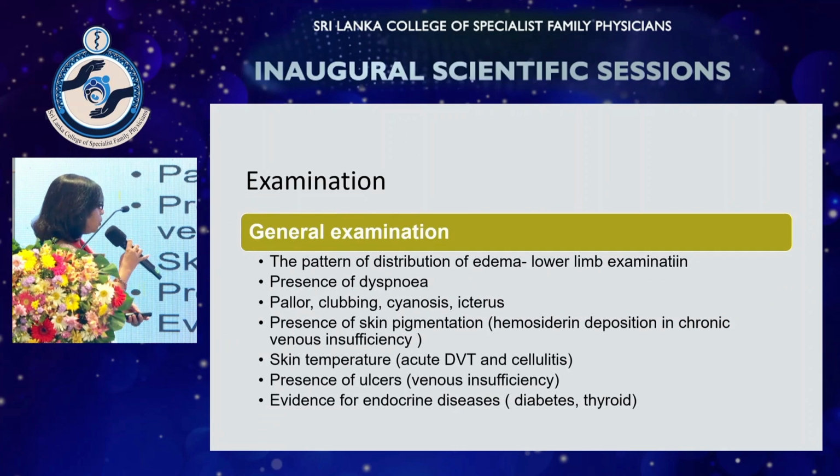Yes, examination. When it comes to examination, in the general examination you have to consider the pattern of distribution of edema. As I mentioned, the presence of dyspnea, pallor, clubbing, cyanosis, icterus, as well as skin pigmentation, hemosiderin deposition in chronic insufficiency, skin temperature in acute DVT and cellulitis, and presence of ulcers. Ulcers are indicative of venous insufficiency. And evidence of endocrine disease like diabetes and thyroid disease.